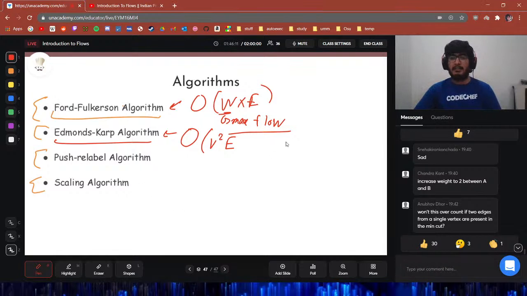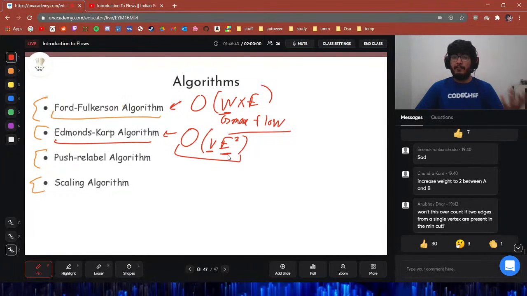I'm sorry, it has a time complexity of V E square, right? Here V is the number of vertices and E is the number of edges. What this algorithm does is in each round, it doesn't arbitrarily choose a path. It chooses a path using a BFS. That is a simple thing that it changes. It only chooses a path using a BFS, and that reduces its time complexity from big O of V into E, which can be very large, to big O V square.